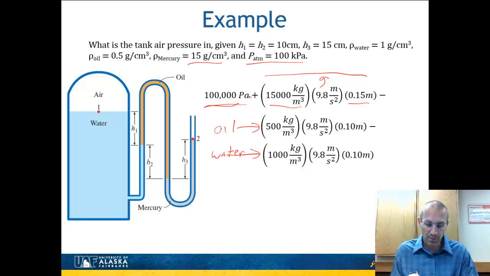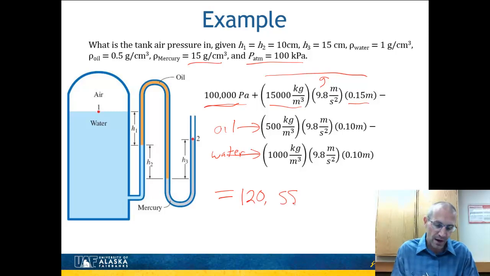If I go ahead and do all of my arithmetic, I can find out what the answer to that is, and it's 120,580 pascals, or 120.58 kilopascals.